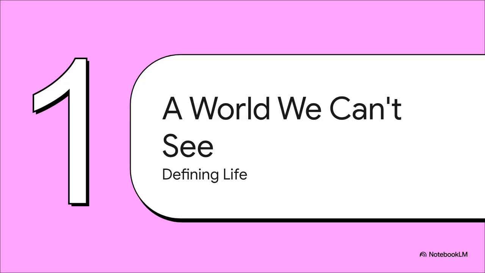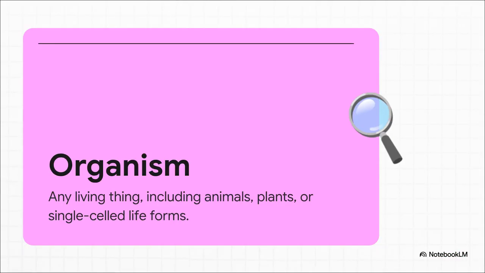Okay, so to really get a handle on this invisible world, we've got to start with the basics. We need to be on the same page about what it even means for something to be alive. The word scientists use is organism, and it's super simple, really. An organism is just any living thing. So you're an organism, your dog is an organism, that tree outside your window, yep, that's an organism too. If it's alive, we call it an organism.